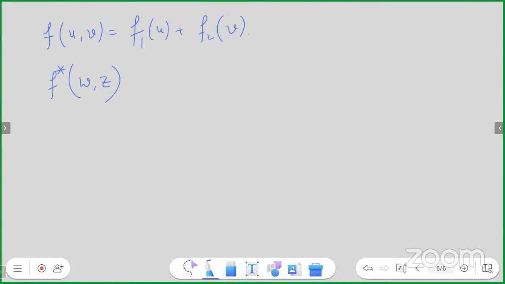It's a special case. Think of f of x, y equal to f1 of x plus f2 of y. Simplest. It's always good to have examples running through your mind. So, for example, f of u comma v is simply u plus v. So what do you think the conjugate f star of w comma z is? I would like to have it as additive. Question is, is it additive?